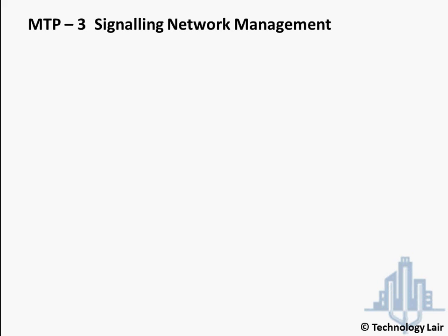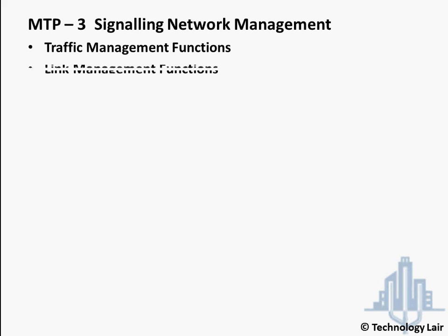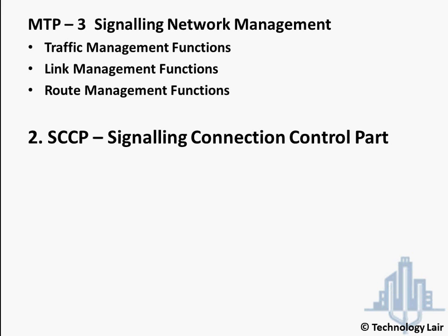The MTP3 signaling network management functionality. Traffic management functions. It deals to divert the traffic away from the failed links. The link management functions supply information about availability of the links, and the route management functions. Above the three layers of MTP3, the next layer is the SCCP or the signaling connection control part.